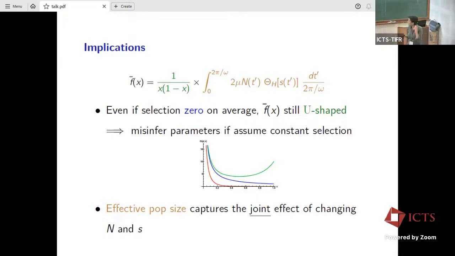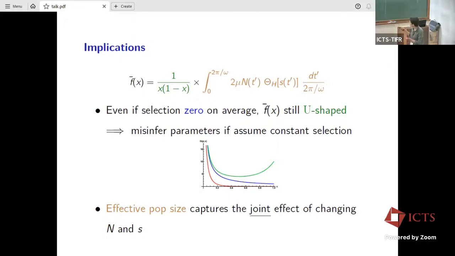Secondly, it looks like the answer for positive selection with some slightly complicated looking object, which we call an effective population size. Okay, so it looks like positive selection, but there's a new effective population size.